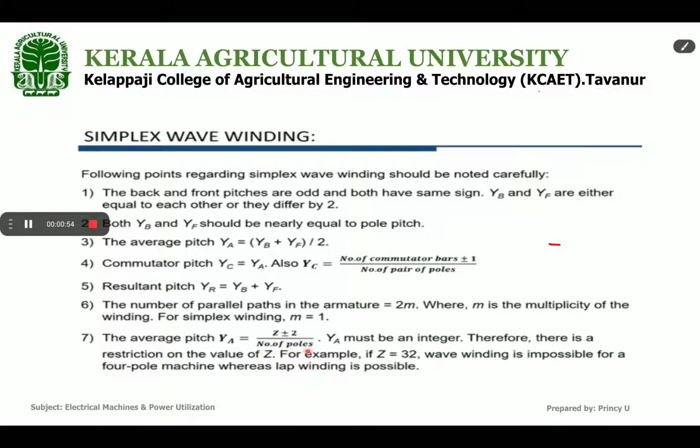Wave winding is going like this. It's going on to the right side itself, not overlapping. In lap winding the winding is coming back, but here it is not coming back, it's going right. So we can take the number of slots as positive. YB and YF should be positive.